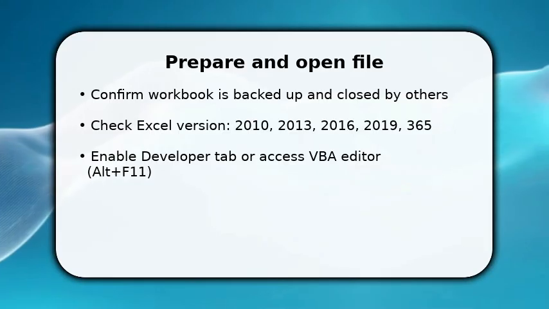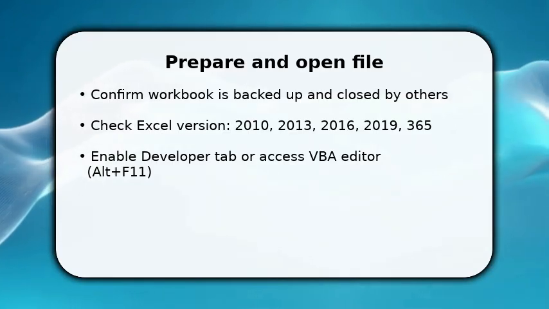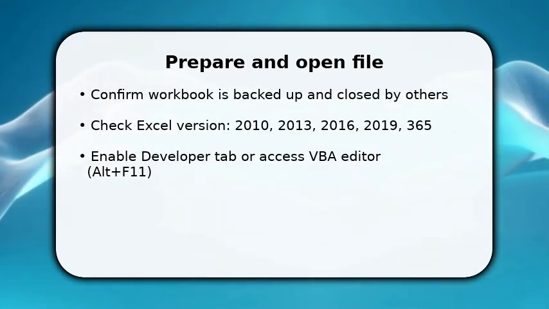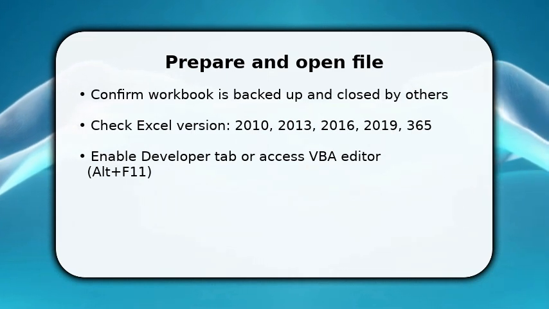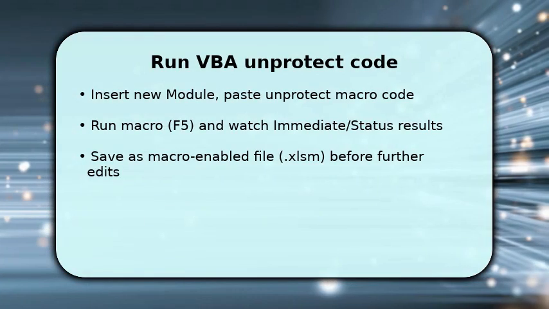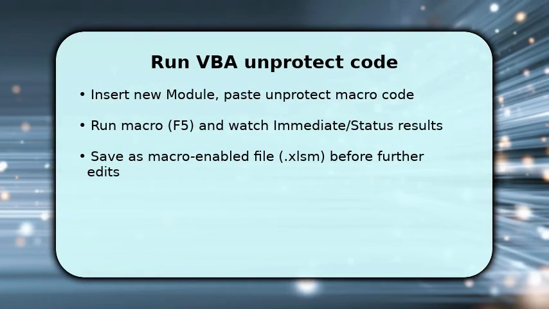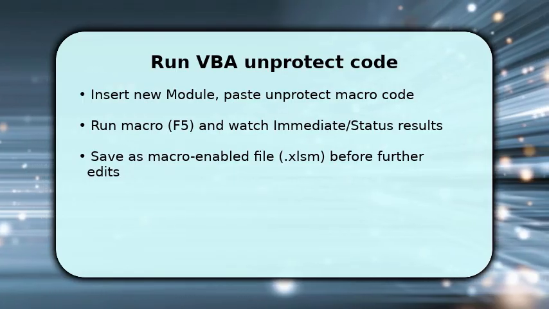Now create a new module and prepare to paste the Sheet Unprotect macro code so you can try automated removal. You paste the Unprotect macro into the new module. This code iterates sheets and attempts password removal by reassigning protection properties.